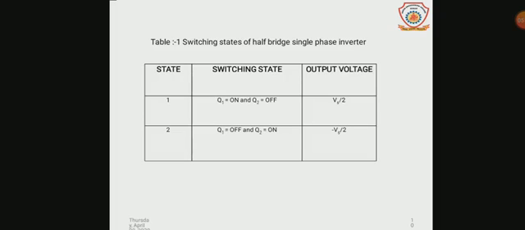This is a comparative study of both states. In the first state, when the transistor Q1 is on and transistor Q2 is off, the output voltage is Vs by 2. In the second state, when the transistor Q1 is off and transistor Q2 is on, the output voltage is minus Vs by 2.